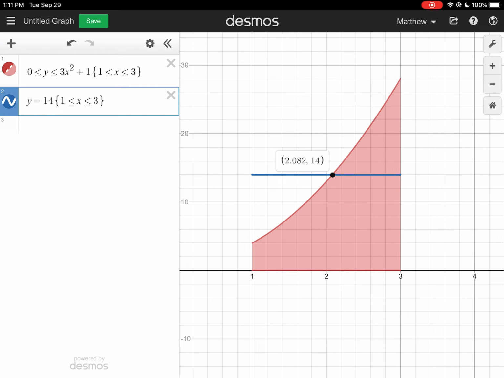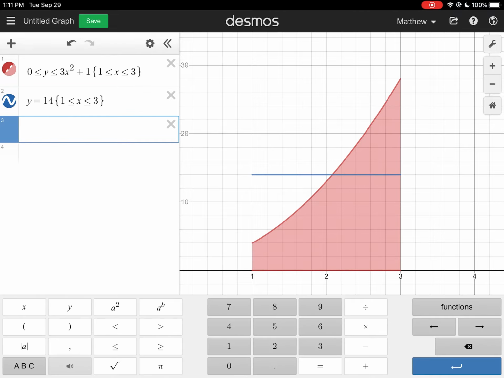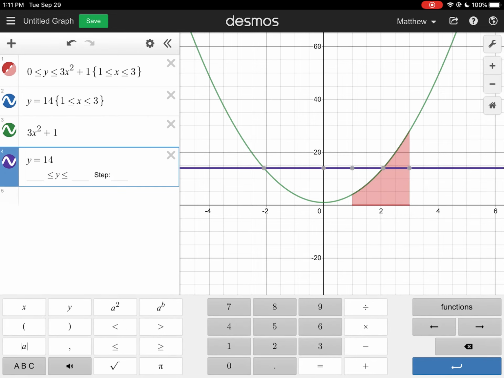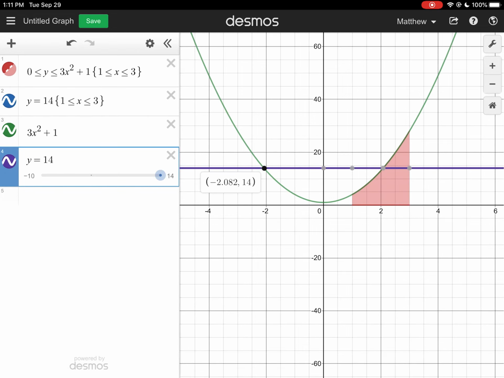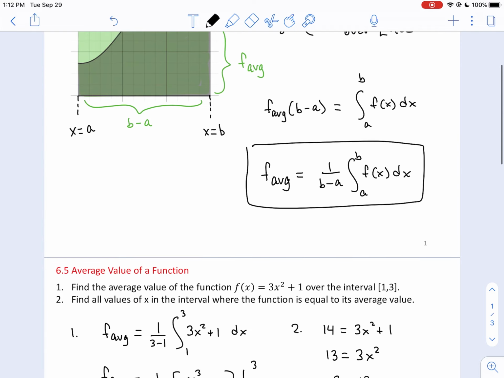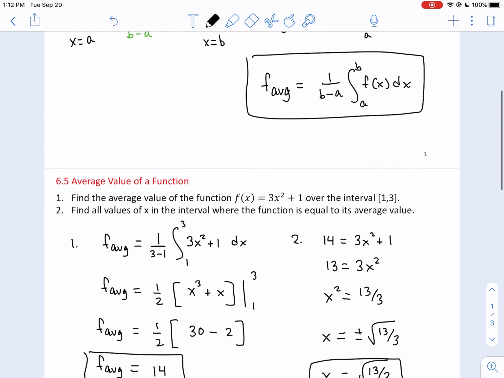The other answer was the negative, and that would be if I actually just graphed 3x squared plus 1 and zoomed out, and I graphed y equals 14, all of it, you'd see technically y equals 14 intersects this green curve twice, at plus or minus 2.082. But we were only interested in finding the x-coordinate that was on the interval from 1 to 3. And there's our average value, and here's the x-coordinate that is in the interval, and here it is in exact form. And that's all we're going to discuss regarding average value.